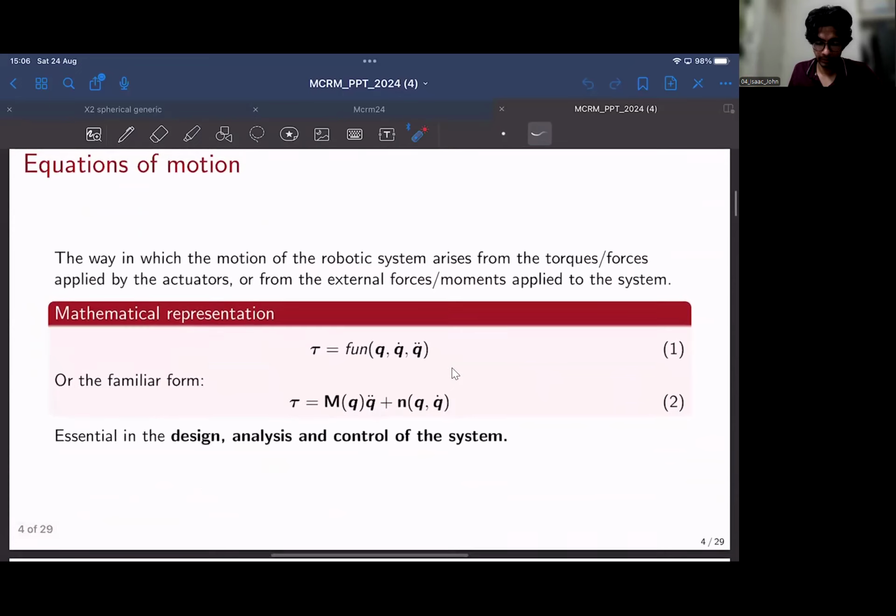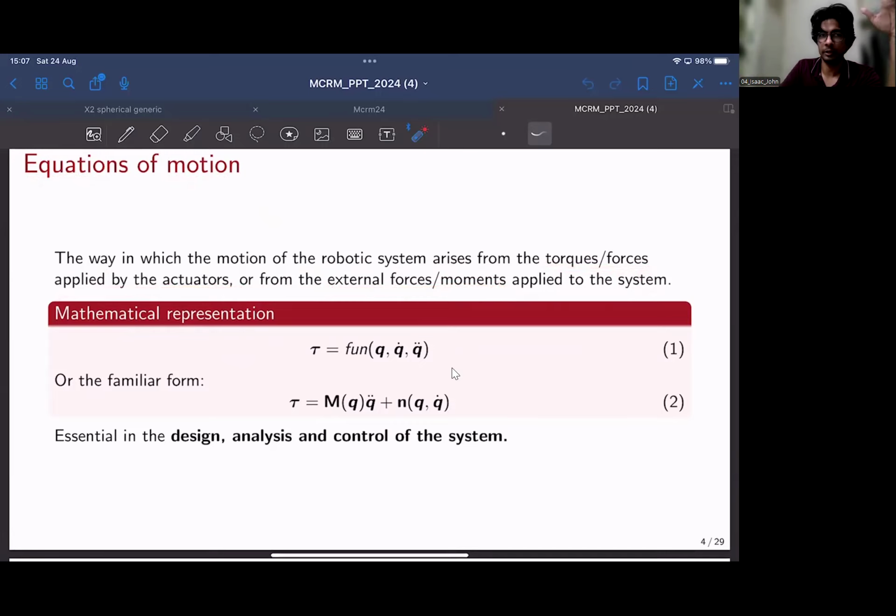Robot dynamics is the way in which the motion of a robotic system arises from torques or forces applied by the actuators or from external forces and moments applied to the system. Basically, the dynamic equations of motion of a robotic manipulator try to correlate the forces and torques that the robot is subjected to, be it external forces and moments or the forces and torques applied by the actuators, and the resulting motion due to these effects.